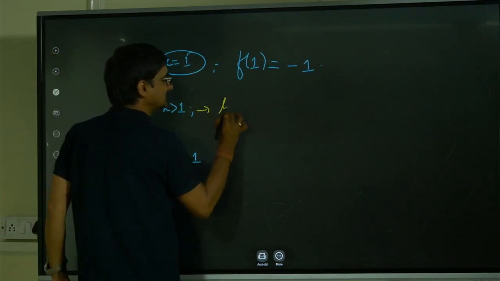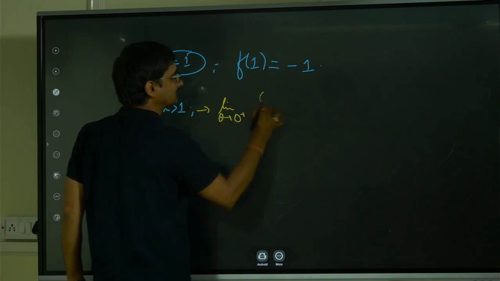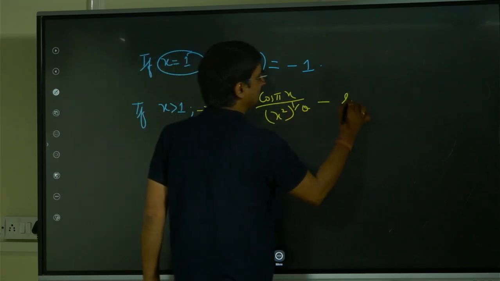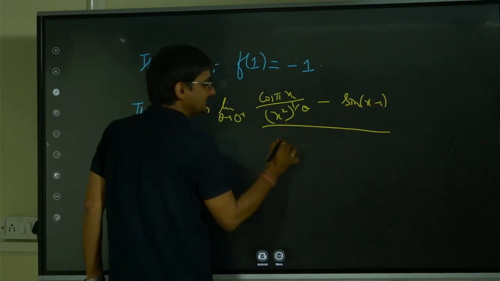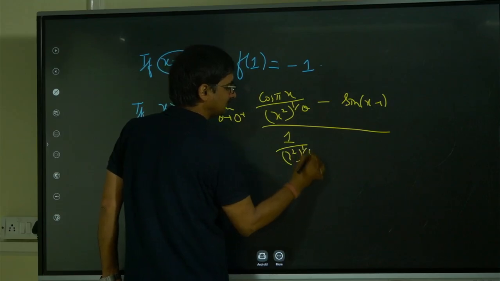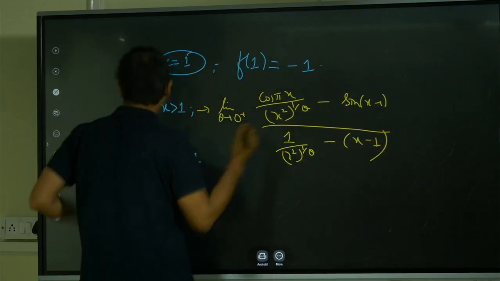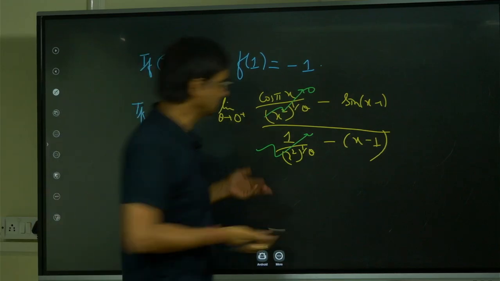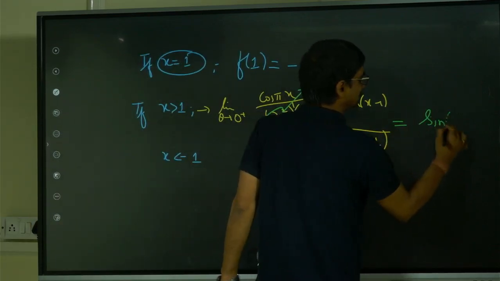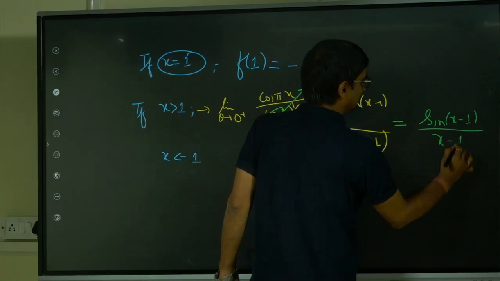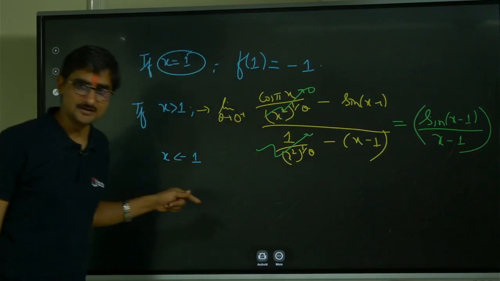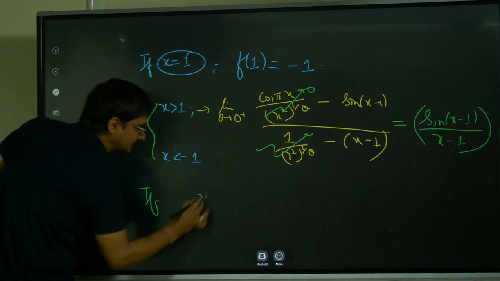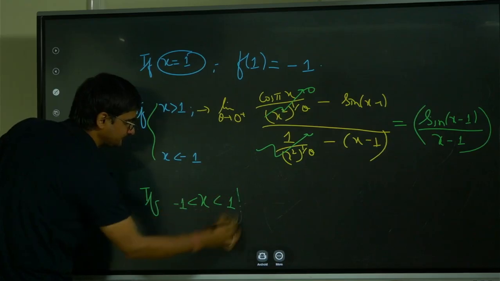So in that case, it gives us limit theta approaches 0 plus, cos pi x by x square raised to power 1 by theta, minus sine of x minus 1 over, similarly, 1 over x square raised to the power 1 by theta, minus x minus 1. This goes to 0, this goes to 0 as theta approaches 0. So this is nothing but sine of x minus 1 by x minus 1 on the right side of 1 and on the left side of minus 1. Okay, so for these cases, now what if x lies between 1 and minus 1?